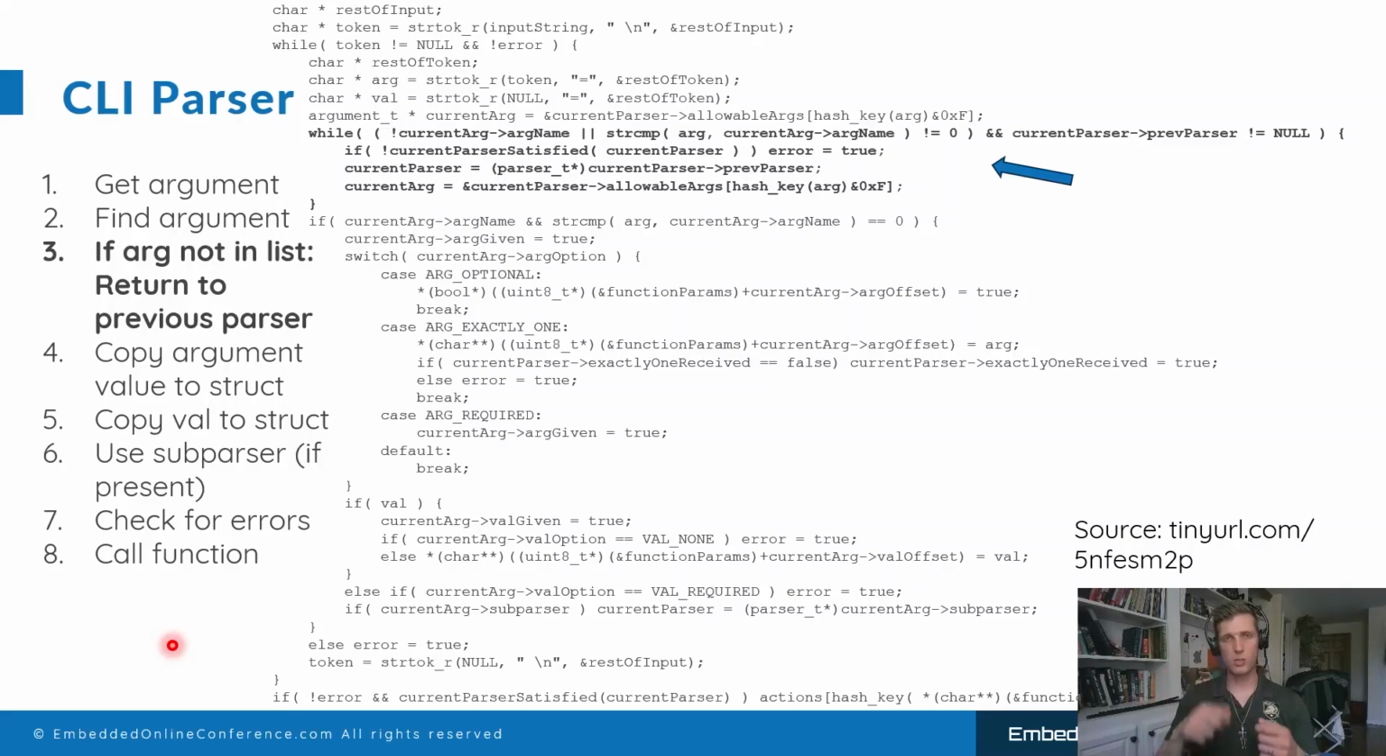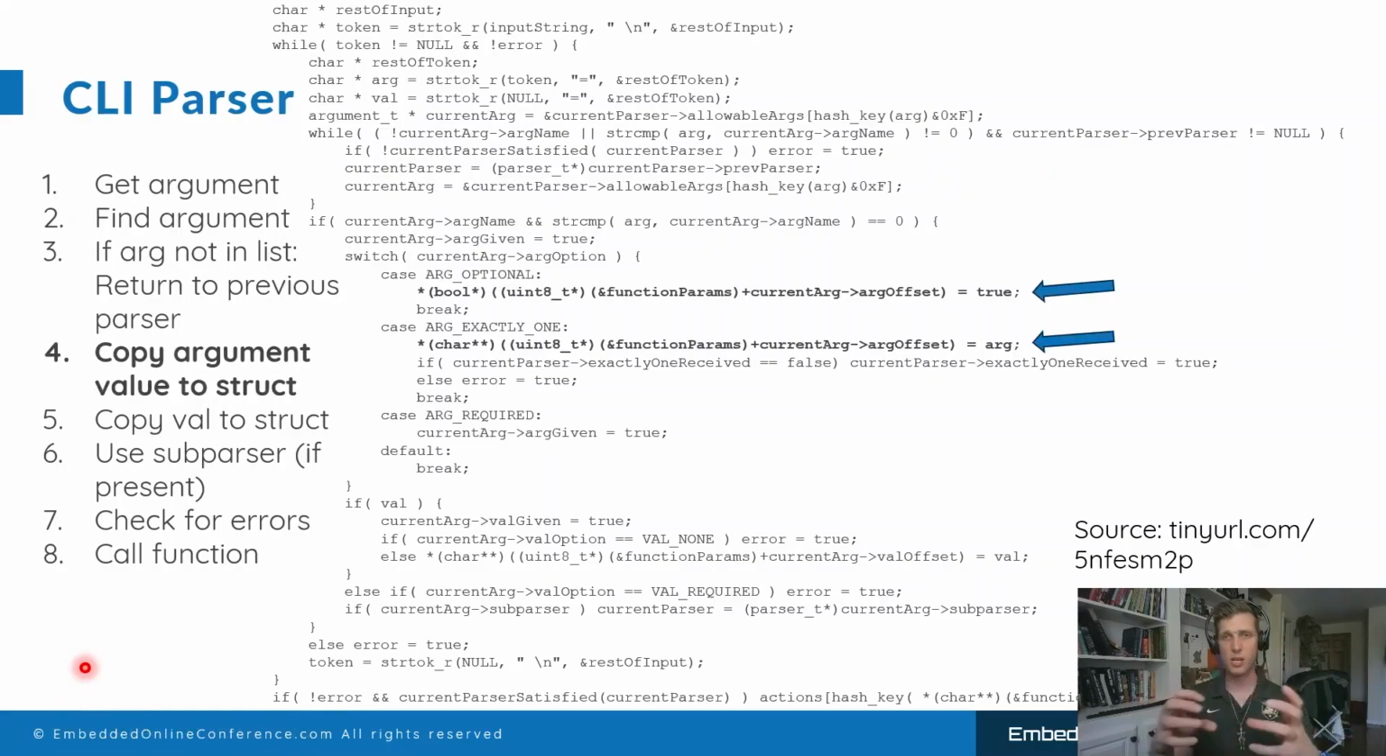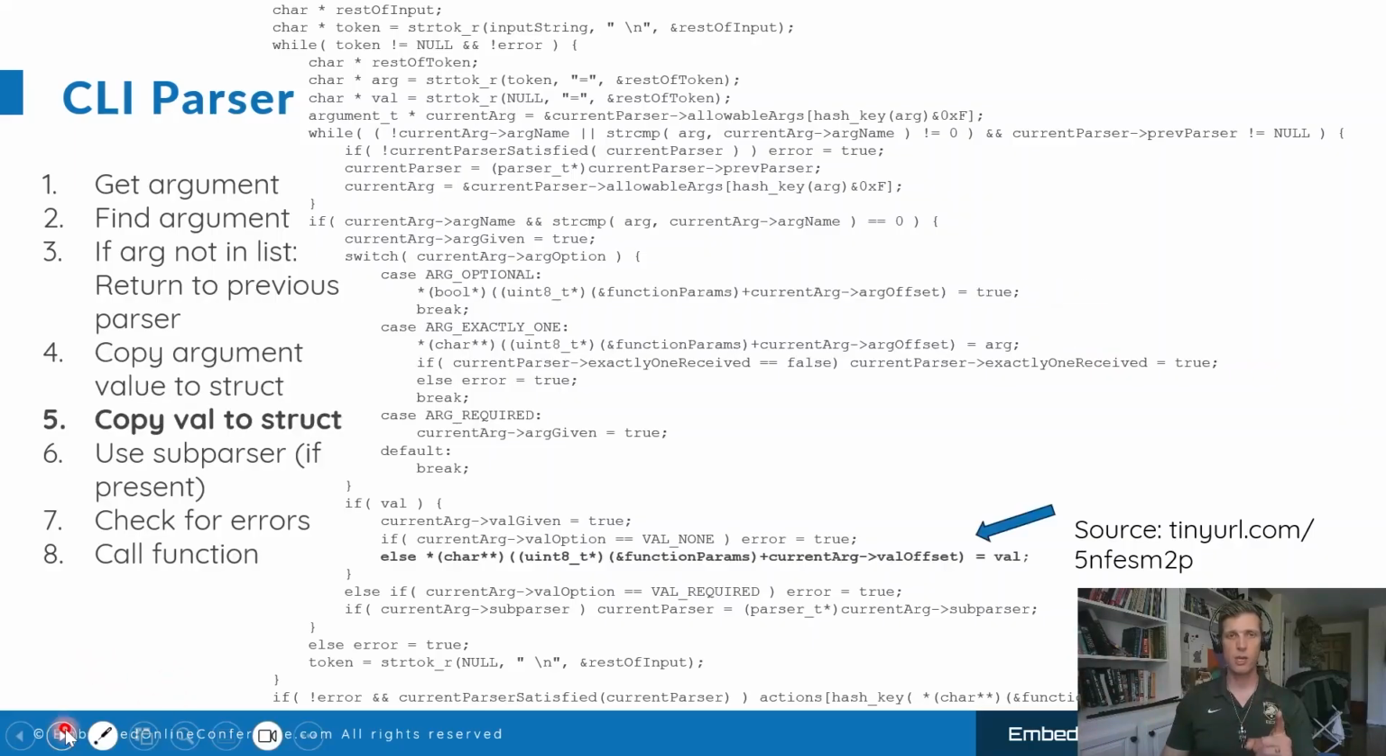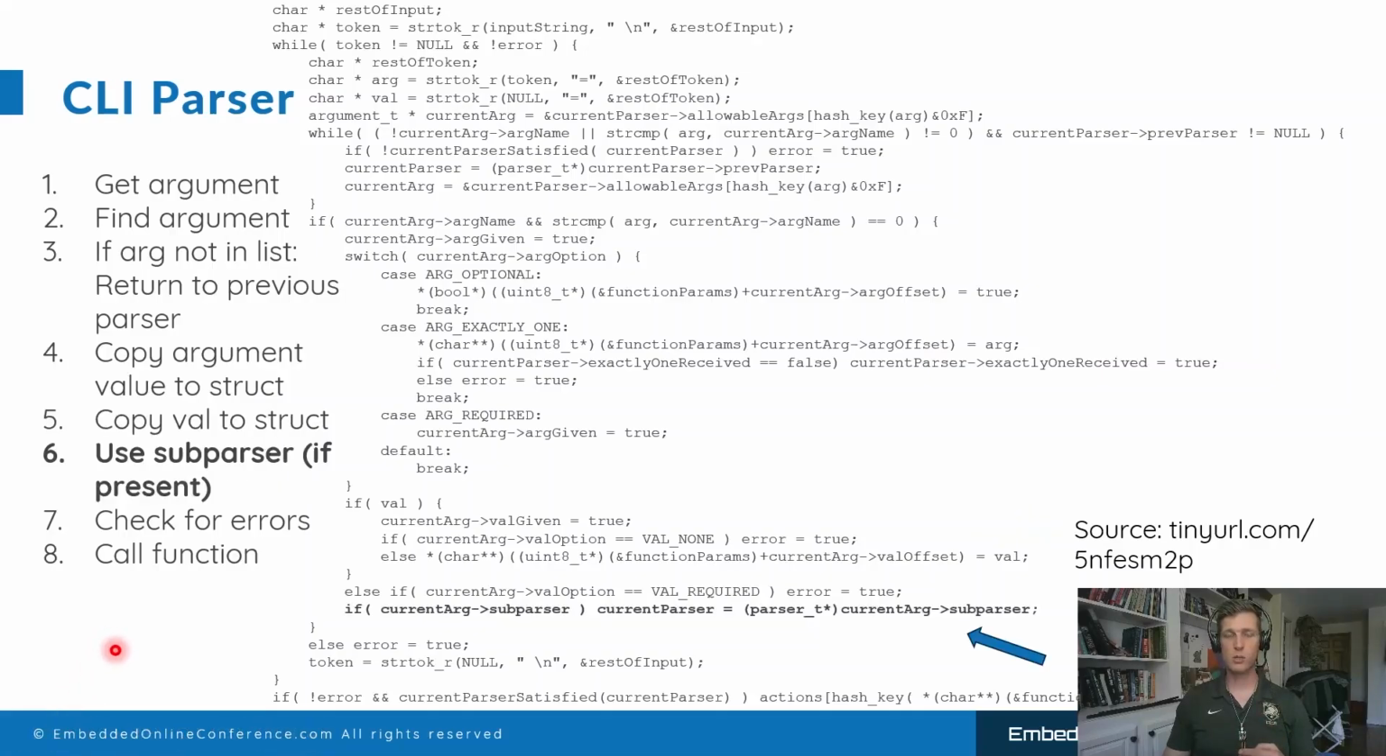So in this little while loop, I keep moving up the tree until I'm able to match this argument with something in my arguments array, or until I get to the top of my tree, essentially. As long as I did find this argument in my list of arguments, then I will copy into my function params struct any information that I need to know about the argument itself and about any value if one's provided. And then I am also going to update the parser.